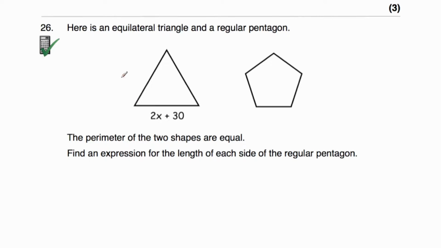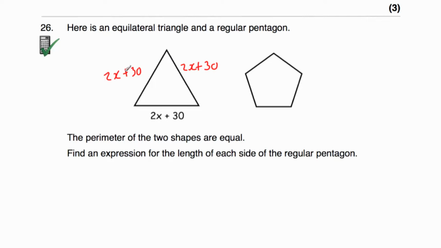Okay, question number 26. Question 26 says, here's an equilateral triangle and a regular pentagon, and it's a calculator question. We've been told the perimeters of the two shapes are equal, so the perimeter of the triangle is the same as the perimeter of the pentagon. And we've been asked to find an expression for the length of each side of the regular pentagon. So let's find the perimeter of the equilateral triangle. Each side of the equilateral triangle has the same length. So if the base is 2x plus 30, the left-hand side would be 2x plus 30, and the right-hand side would be 2x plus 30.